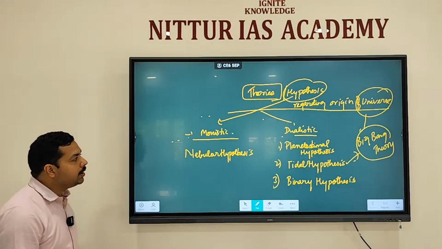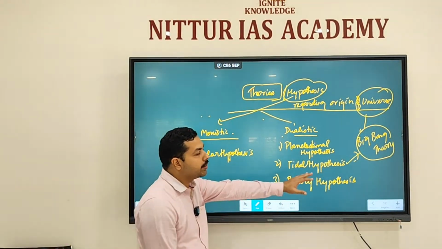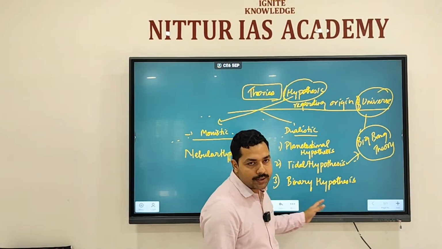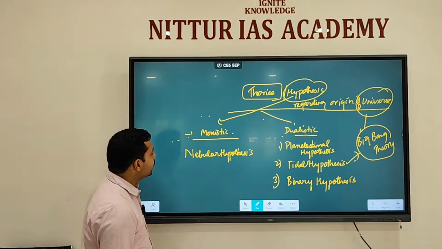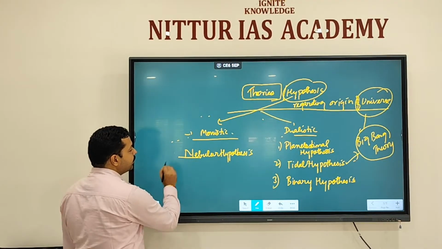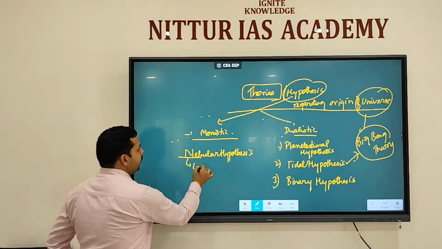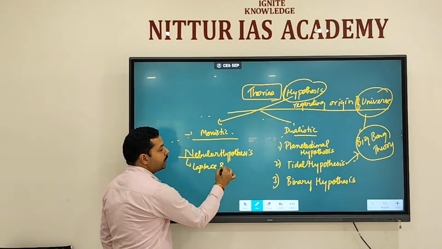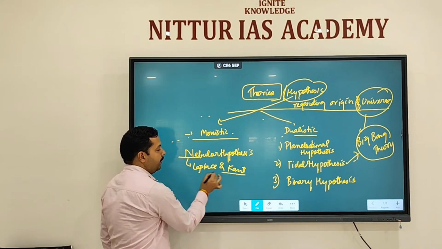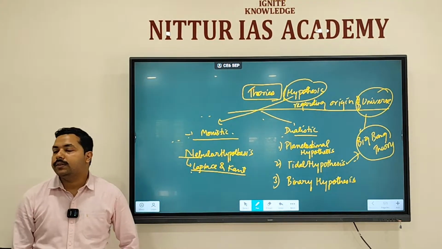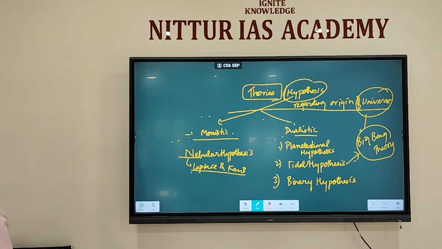These theories were the initial theories, before the Big Bang theories came into the picture. Clear? Now, what is this nebular hypothesis? It was proposed by Laplace and Kant. They were the two persons. Laplace as well as Kant proposed what we call the nebular hypothesis.